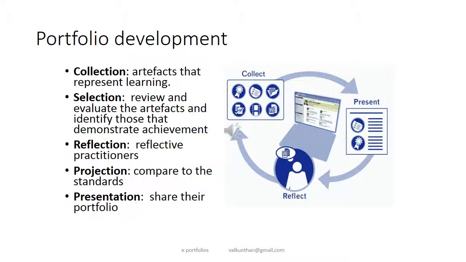They will then review and evaluate these artifacts and identify those that demonstrate achievement, and not only achievement, I would go on to also say where there have been some failures from which learning has occurred. This is the reflective part of the portfolio development. Reflection is extremely important, where each of these artifacts would have annotations showing how the individual has learned from that artifact, either the creation of it or the evidence that it reflects.